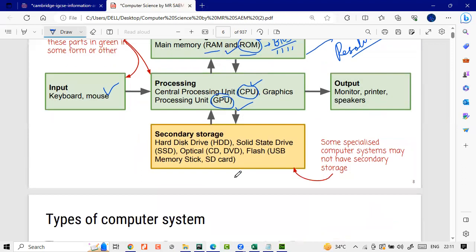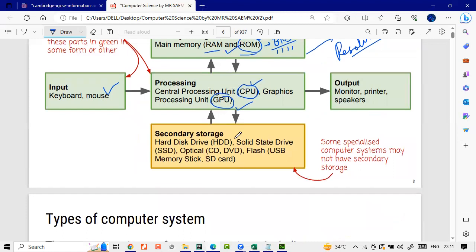Secondary storage is used to store data permanently. Why do we say permanently? By permanently, we don't mean that it can't be erased. It can be erased, which means it's non-volatile. So hard disk drive, solid state. What's the difference between non-volatile and volatile? Volatile means it will erase.